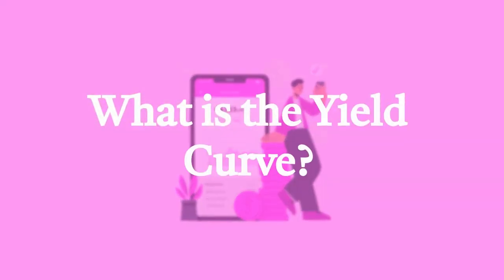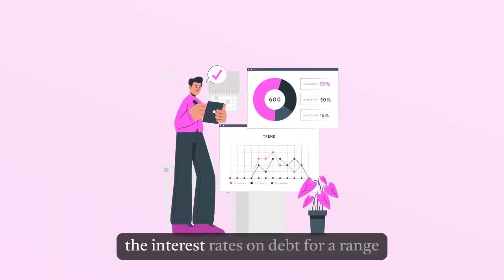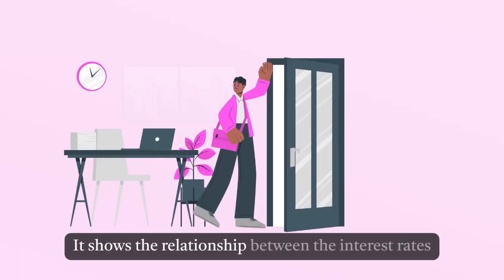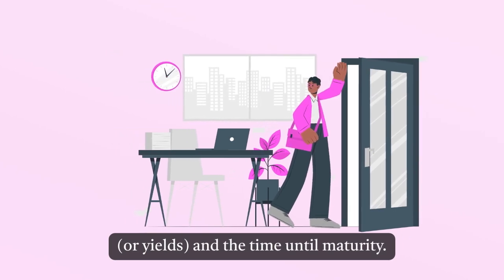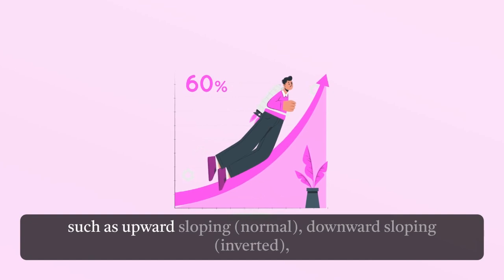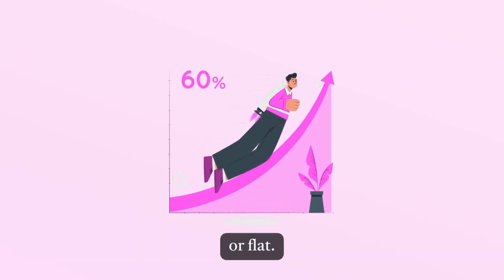What is the yield curve? The yield curve is a graphical representation of the interest rates on debt for a range of maturities. It shows the relationship between the interest rates, or yields, and the time until maturity. The yield curve can take on different shapes, such as upward sloping, normal, downward sloping, inverted, or flat.